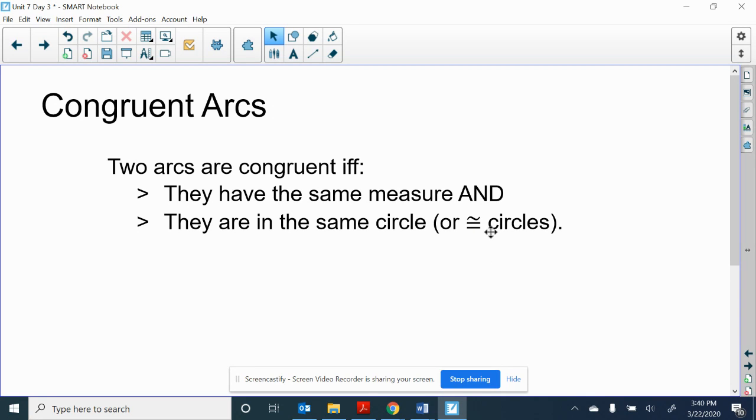And remember what it means for 2 circles to be congruent? It means their radii are congruent. So this second part basically means that they have the same length as well. So if you took a tape measure and measured the arc in inches or centimeters, they would have the same length and they would have the same measure. That's what it means for 2 arcs to be congruent.